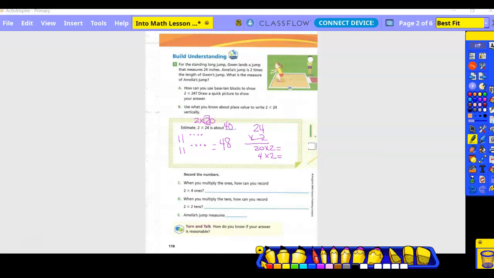So yesterday on that one question, they wanted to know what partial products made up that problem. So the partial products are these answers that we get when we pull it apart. So the 40 and the 8 would be our partial products. Then I add and I get 48. So when you multiply the ones, how can you record 2 times 4 ones?